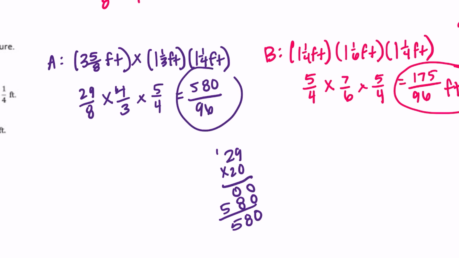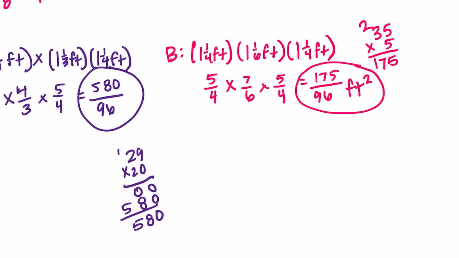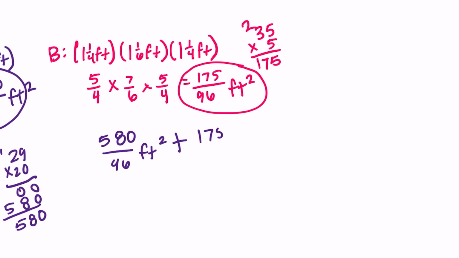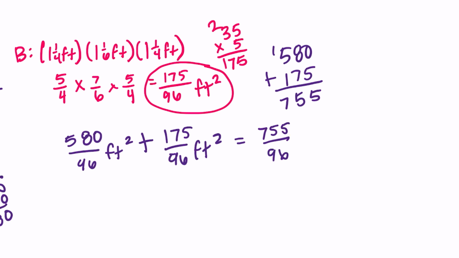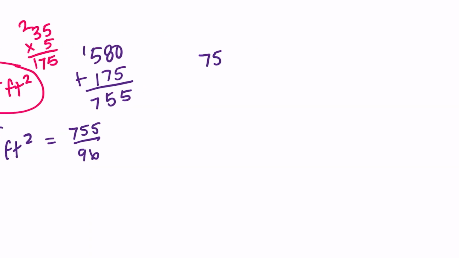So that's great, because what we need to do is add these together. It's wonderful they have the same denominator. So let's do 580/96 feet plus 175/96 feet. So 580 plus 175 is 755/96. And we just need to make that back into a mixed number. So 755 divided by 96.